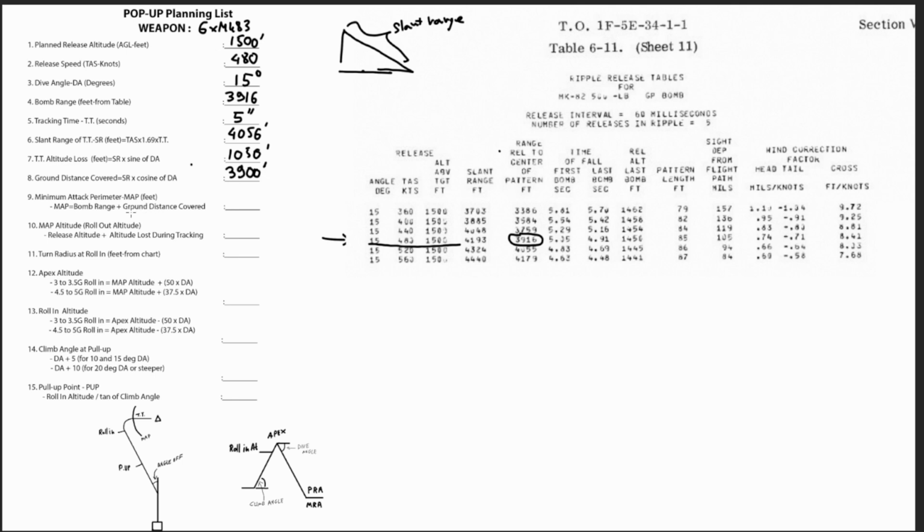On step 9, you need to calculate the minimum attack perimeter, which is, as you can see below this line, bomb range plus ground distance covered during the tracking phase. Bomb range is 3,916 feet we took from the table, plus the 3,900 lost during the tracking gives us 7,800 feet. This is the map distance, the ground distance from the target.